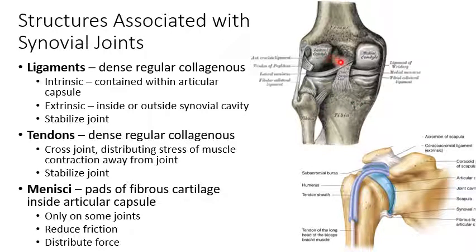You also have some ligaments inside the capsule. So this anterior cruciate ligament here, you may have heard of before because it's frequently injured. That would be an extrinsic ligament that is located inside the articular capsule. You also have a ligament that would be a part of the articular capsule here, so that's an intrinsic ligament. And then you have these two pads between the bones themselves. So these are the menisci, or the lateral and medial menisci in the knee.